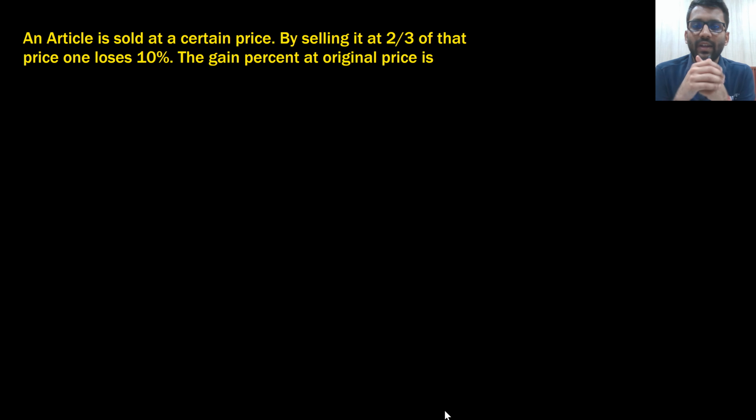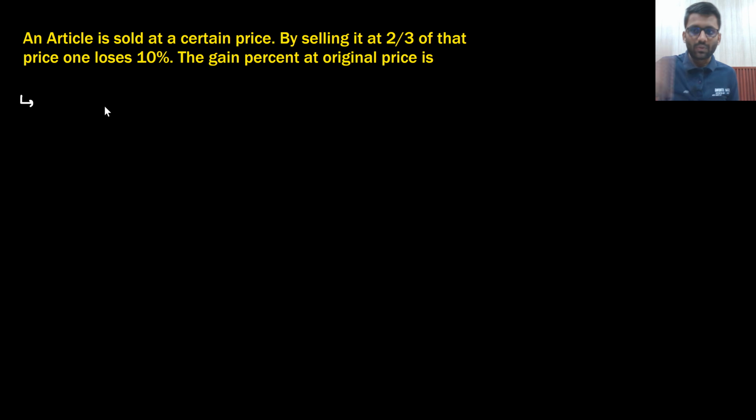An article is sold at a certain price. By selling it at 2/3 of that price, one loses 10%. The gain percent at the original price is? Okay, an article is sold at a certain price. By selling it at 2/3 of that price.